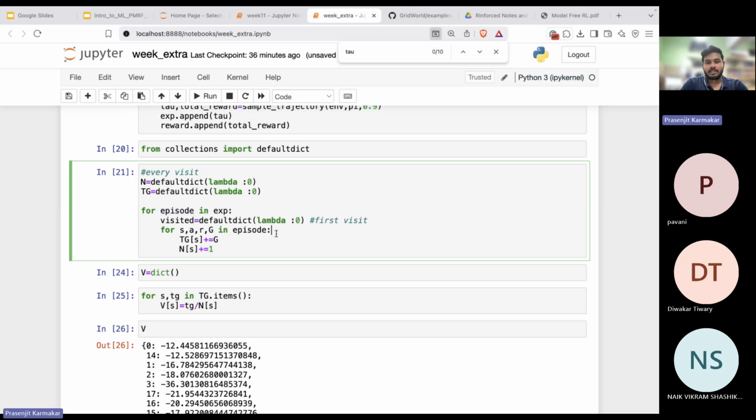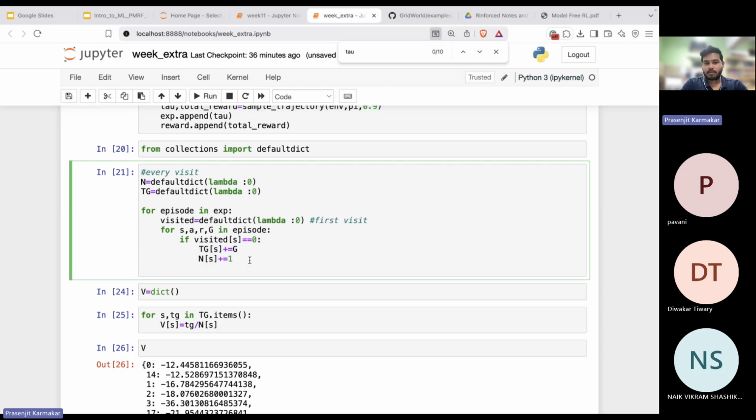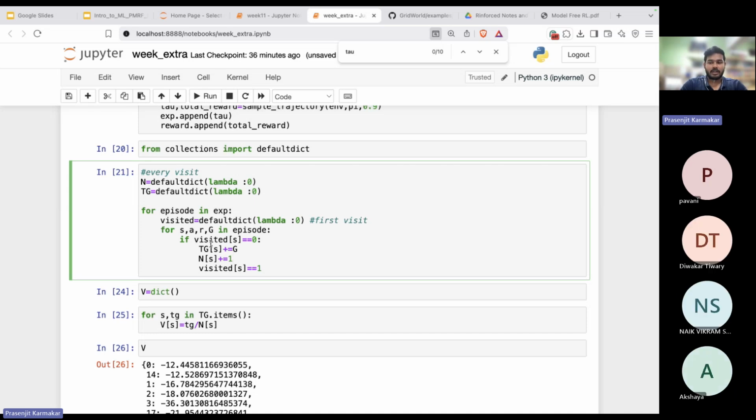So what is the logic change? If visited S is equal to 0, that means it is not visited, right? It's visiting for the first time. I will update it in the computation and mark the visited to be 1. That's it. Next time if S0 is visited, this if block would not execute. That means it will not increment the total return of that state or the number of times that state is visited. So in a particular episode, only the first visit is considered, other visits we don't consider. This is for first visit.